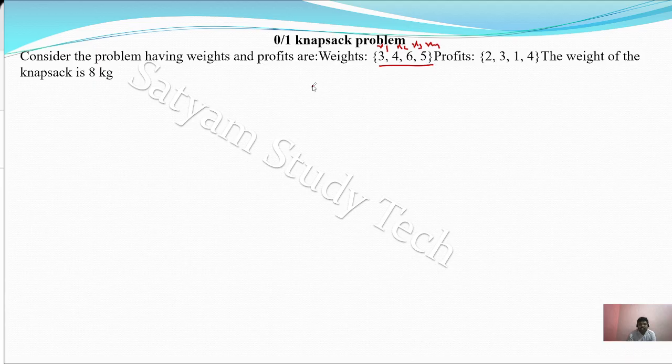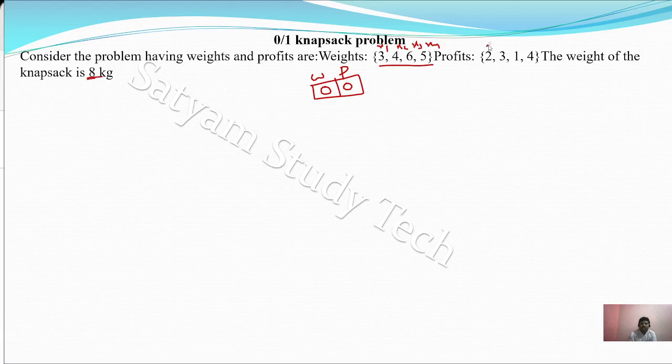Now we can see, here it is W and here it is P. Initially I have not considered any weight, so I cannot get any profit. Here the bag capacity is 8.